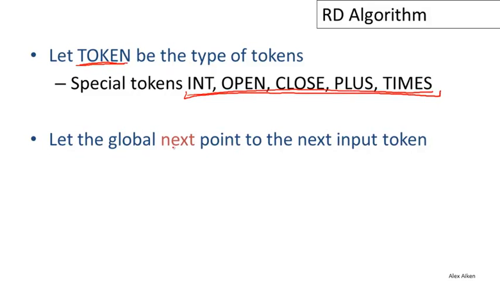And then we're going to need a global variable called next that points to the next token in the input stream. And if you recall from the previous video, we used a big arrow to point into the input to indicate our current position. The global variable next is going to play the same role in our code.